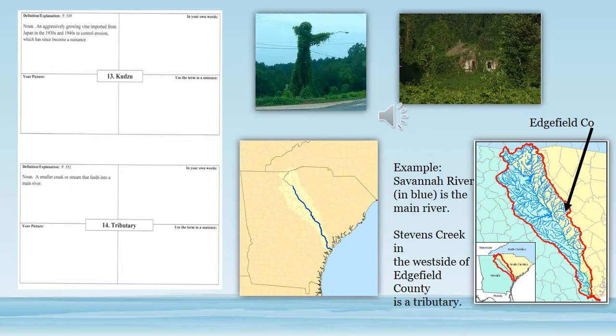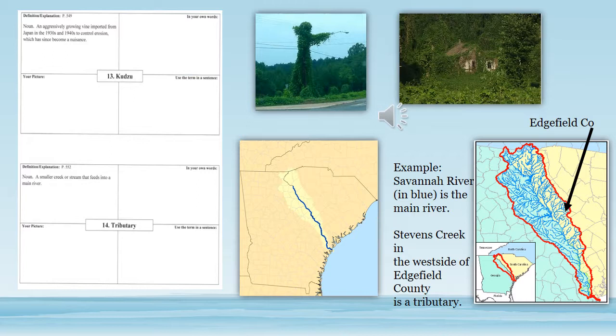Now, our word number 14 is tributary. Tributary is just a small creek or a stream off of a main river. And the example that I've given us, one that we're very familiar with, is the Savannah River. You see it in the first picture, it's in blue, that's the Savannah River. And you see in the light yellow all the areas where the tributaries of the Savannah River flow out to. And then in this next picture, you really do see it extremely well, all these little tributaries.